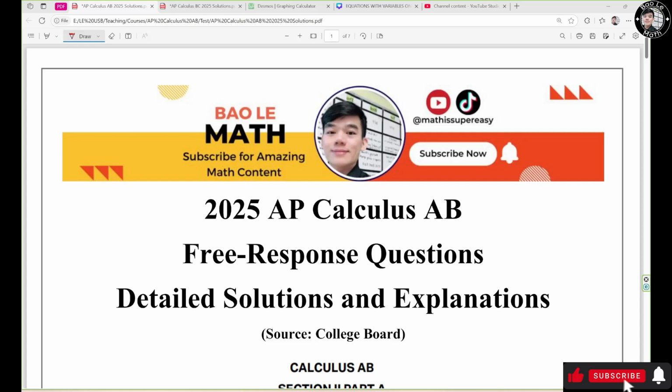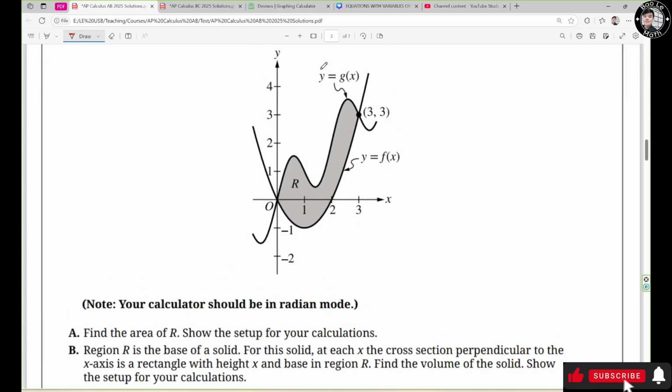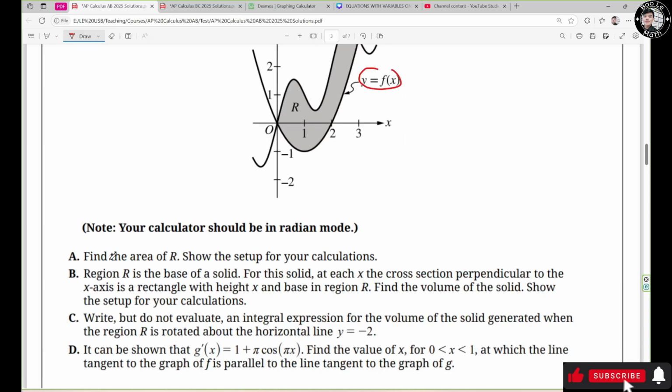Hello everyone, in this video we're going to solve 2025 AP Calculus AB free response question number 2. The shaded region R is bounded by the graphs of the functions f and g, f of x equals x squared minus 2x and g of x equals x plus sine pi x, as shown in the figure right here. Now keep in mind the function g of x is above the function f of x, right? Question A. Find the area of the region R. Show the steps for your calculation.